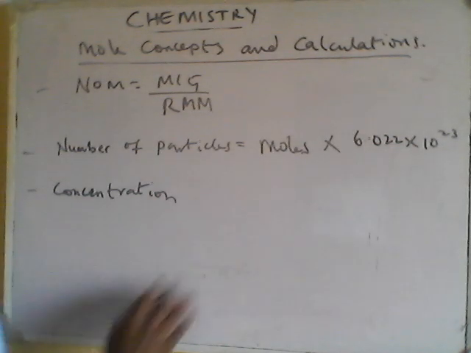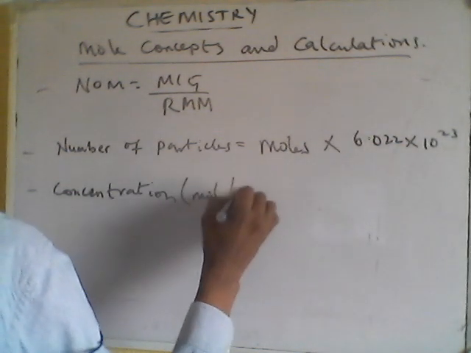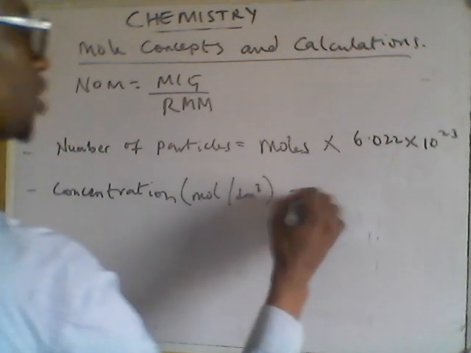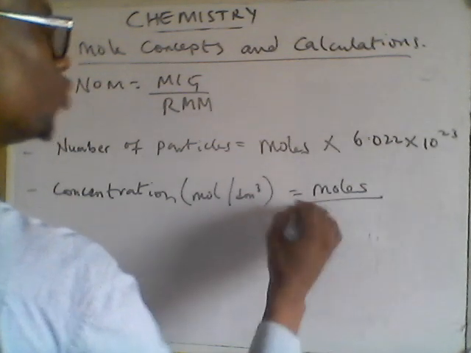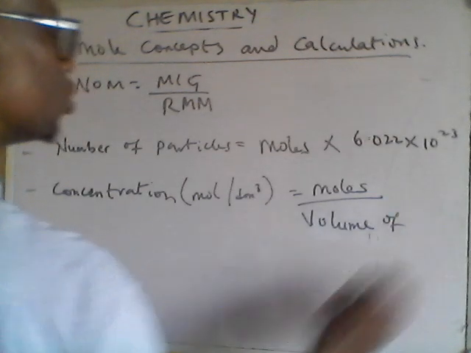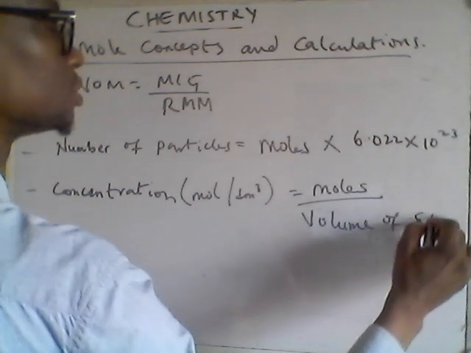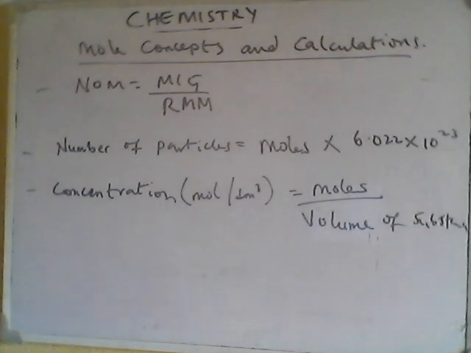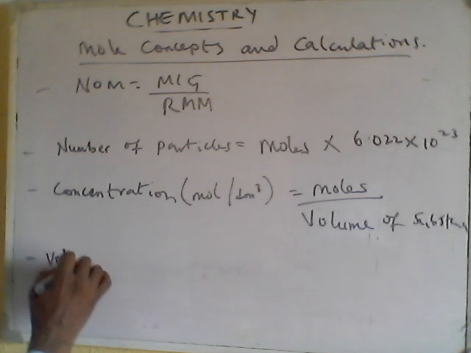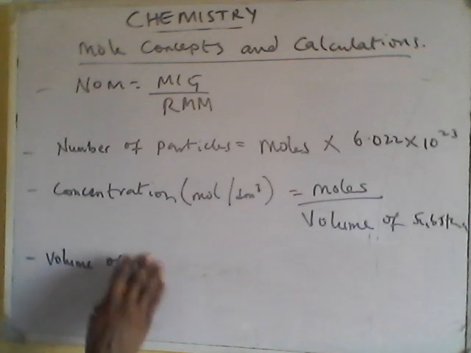Concentration. This is for stoichiometry. Concentration is mole per dm cube. So it is the number of moles all over the volume of the substance. Okay. Then we have the volume of gas.